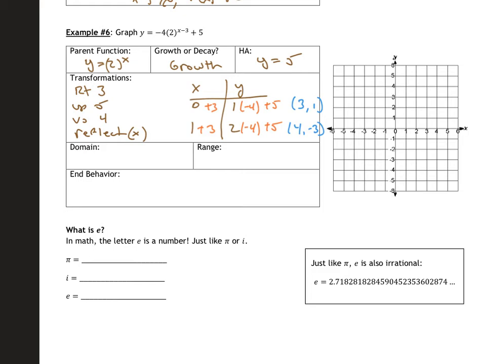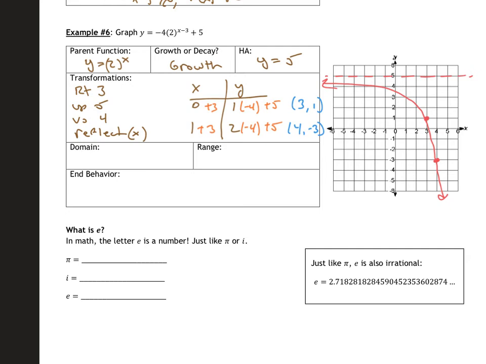This is going to be pretty good. So I got my asymptote. I got (3, 1). And then I got (4, -3). So you see how these are kind of over here. So I'm going to get closer and closer and closer. And it's just a sketch. You could add more x values if you wanted to. But we're good to go there.